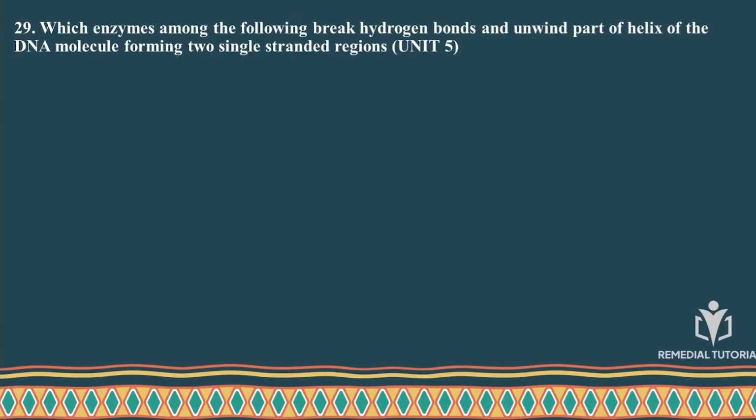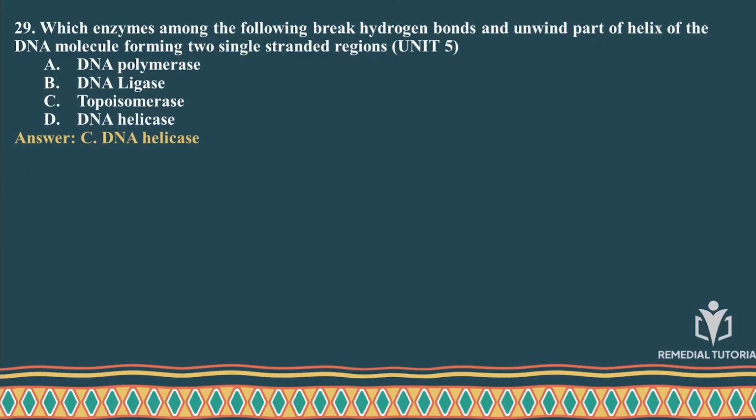29. Which enzymes among the following break hydrogen bonds and unwind part of the helix of the DNA molecule, forming two single-stranded regions? DNA polymerase, DNA ligase, DNA topoisomerase, DNA helicase.